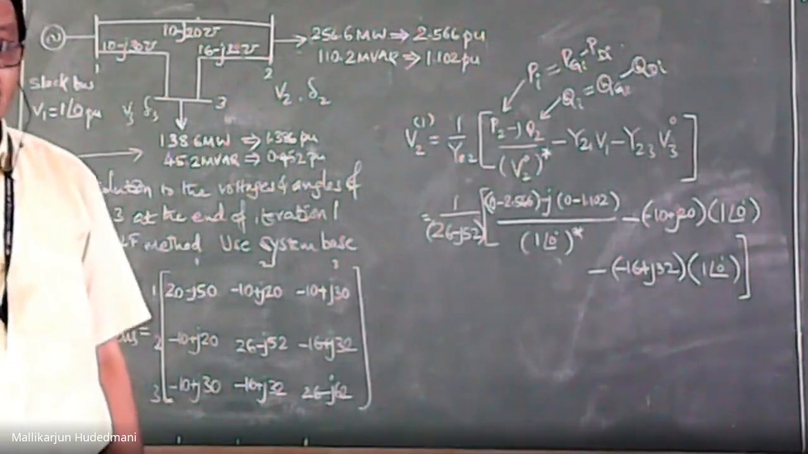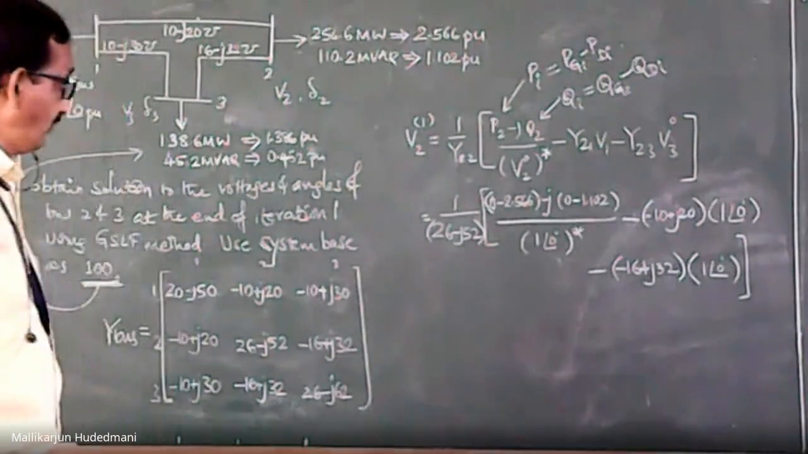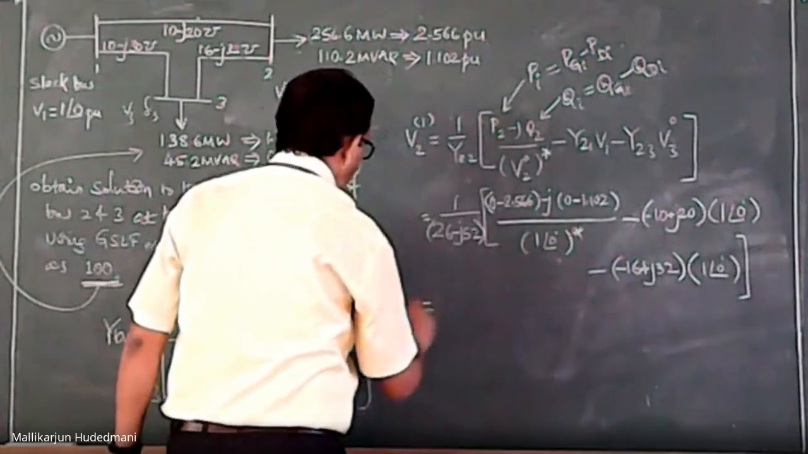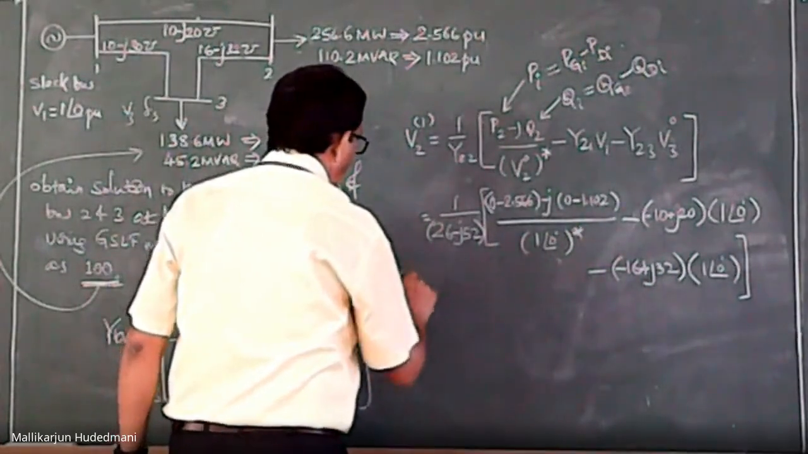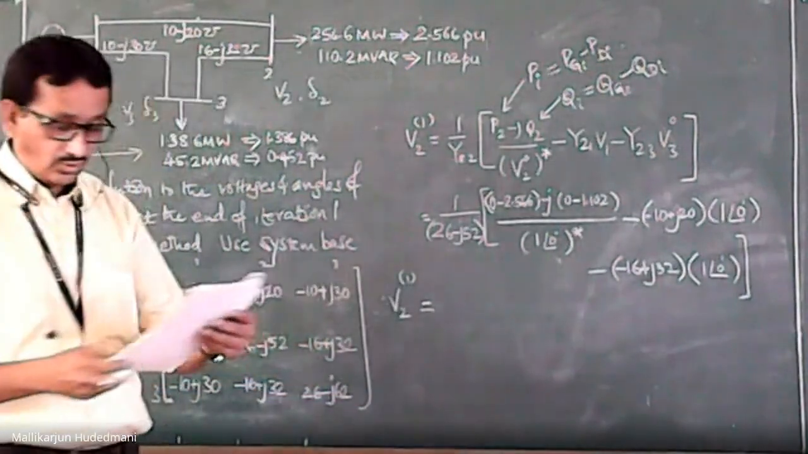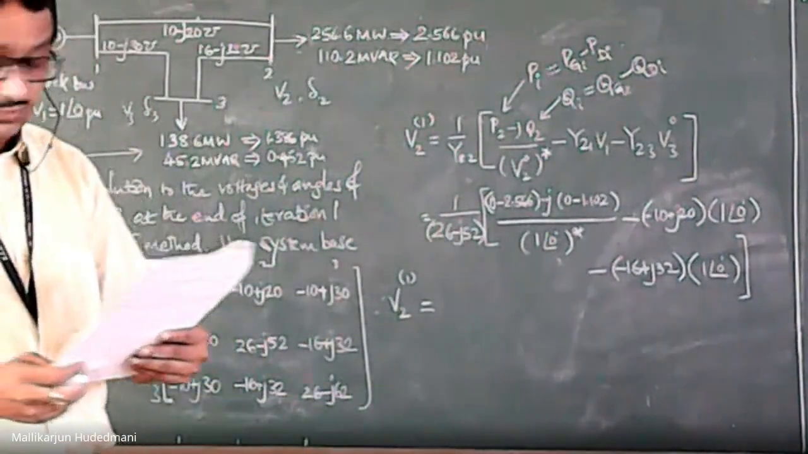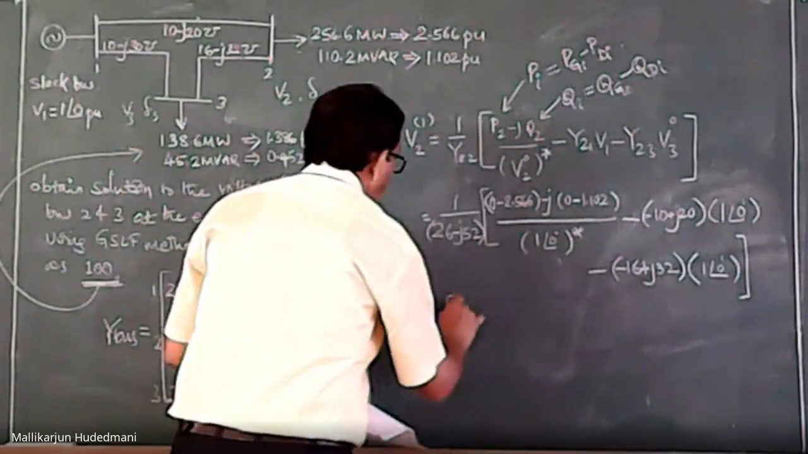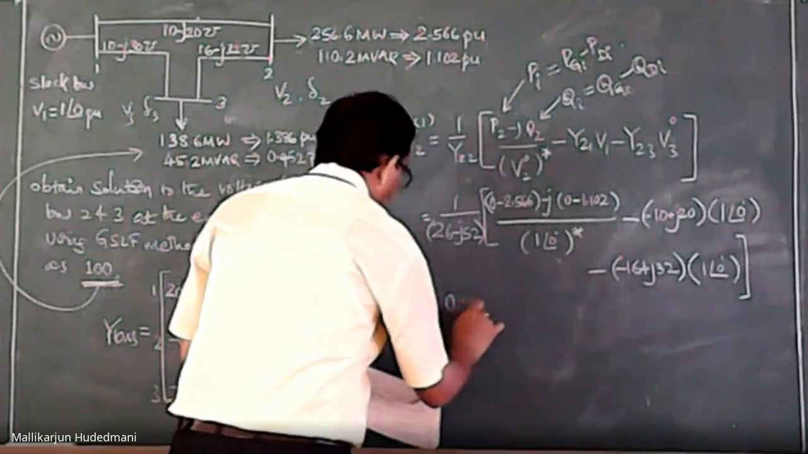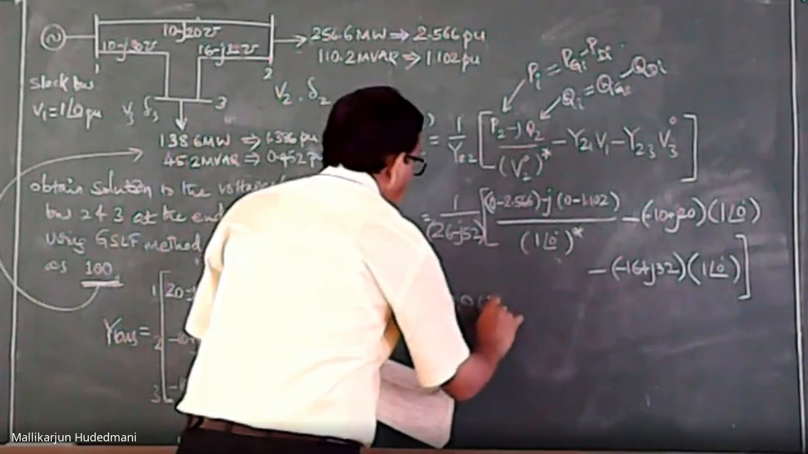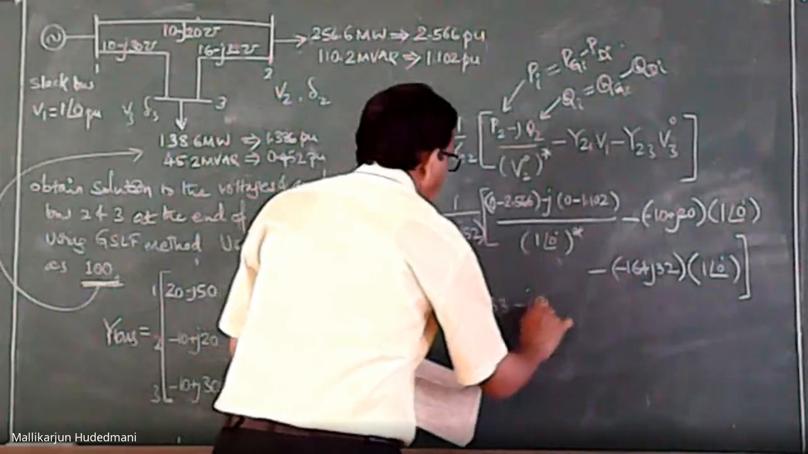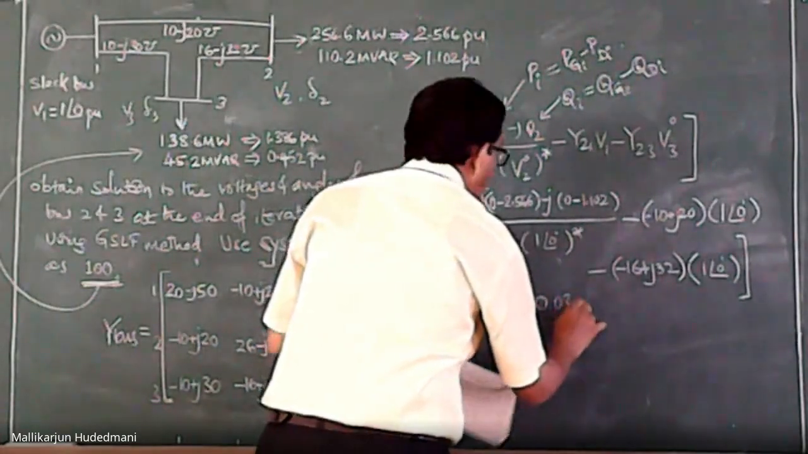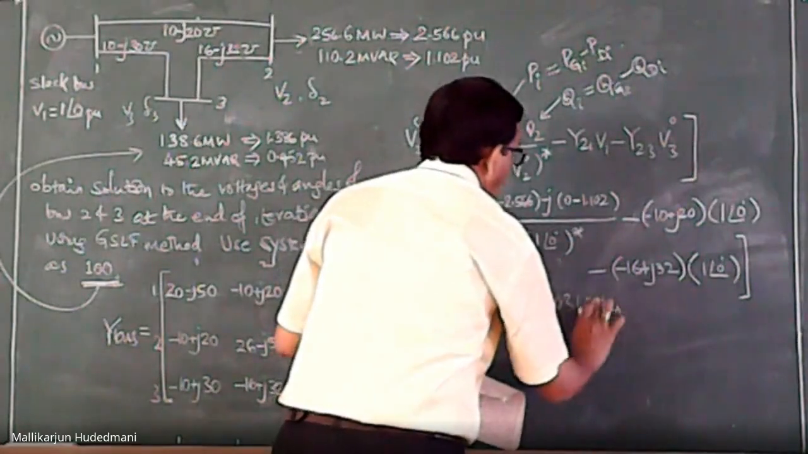Therefore, justifying ourselves is very necessary. So, when I solve this complex problem, I will have V2(1) as my solution. The V2(1) value which I have here in my notes, and the same problem is in my PPT, I'll show you. It is 0.9633 minus j0.0310 per unit.